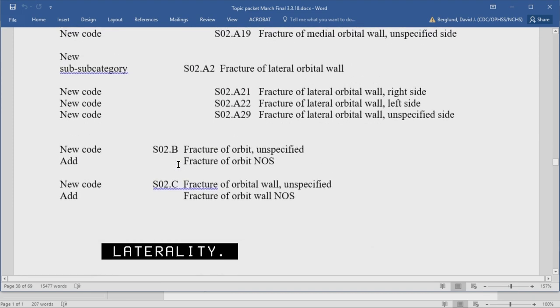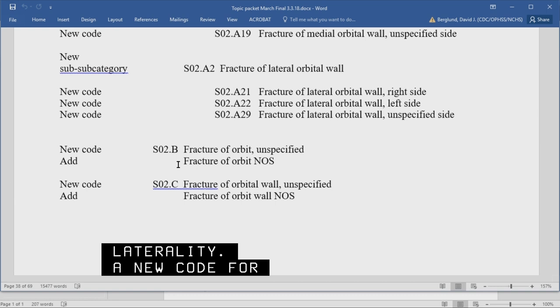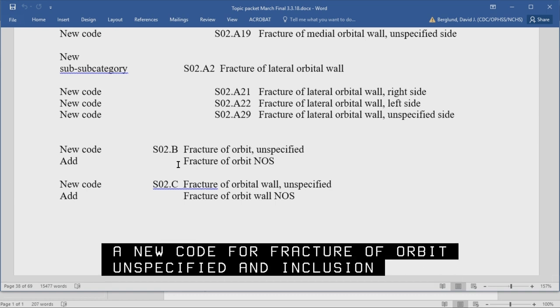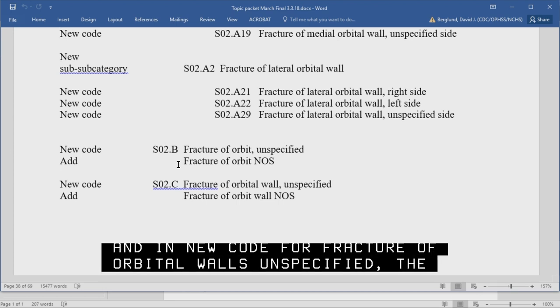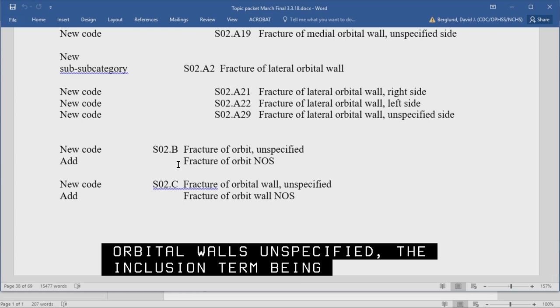A new code S02.B for fracture of orbit unspecified with an inclusion term, fracture of orbit NOS. And a new code S02.C for fracture of orbital wall unspecified, the inclusion term being fracture of orbit wall NOS. Any comments or questions here in the room?